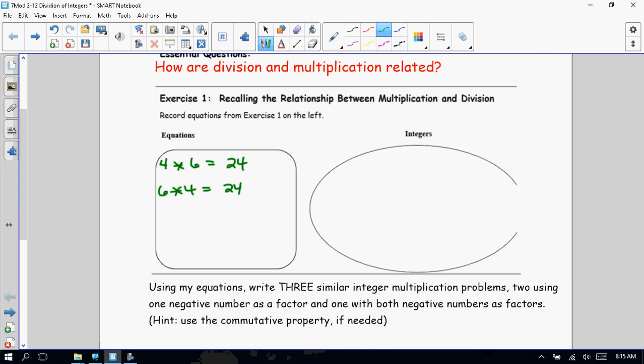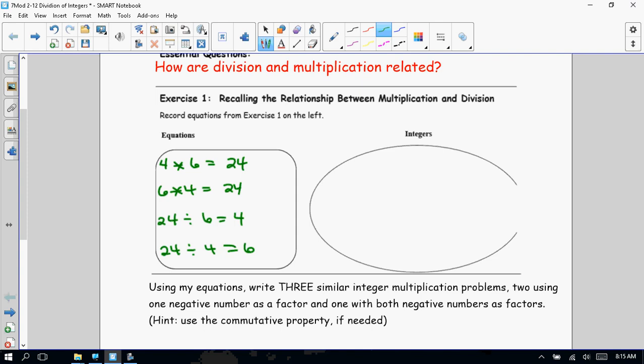Another way, because I want to try to figure out how multiplication and division are related, another fact that would be similar to this would be maybe 24 divided by 6 equals 4. And then I could also do 24 divided by 4, which equals 6, right? All of those are related to one another using multiplication and division.